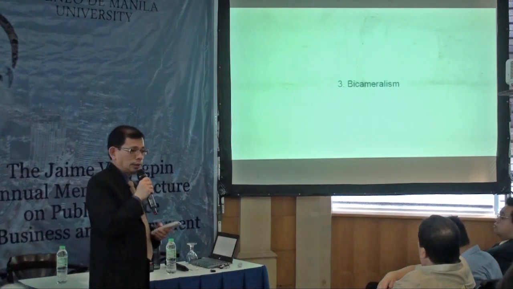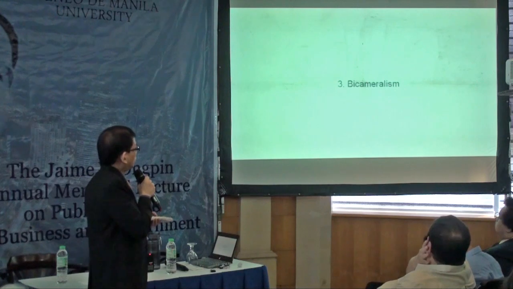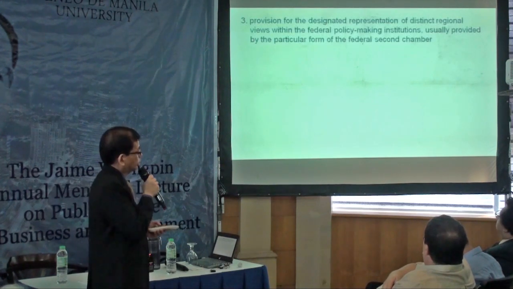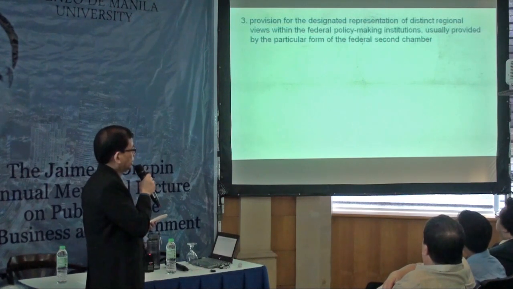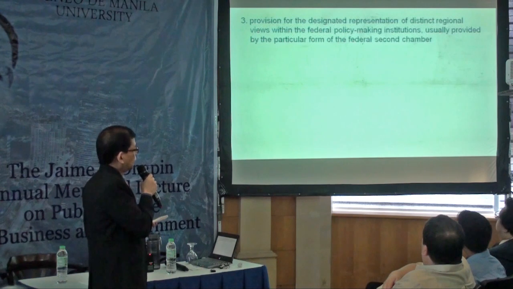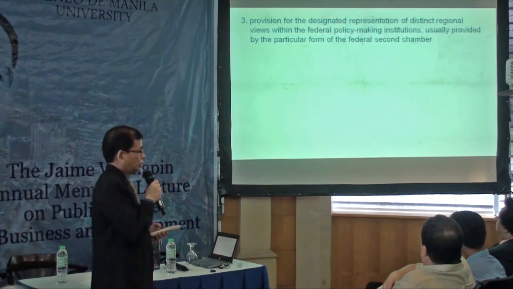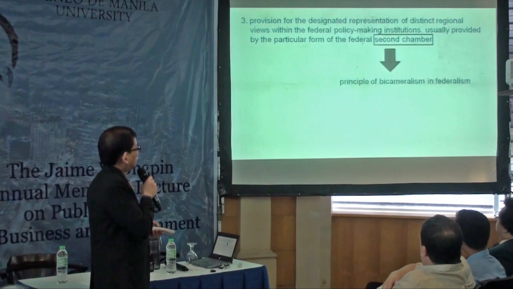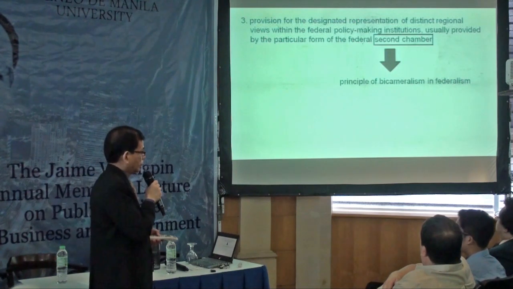Let's go to the third institutional feature, bicameralism. The third feature for Watts would be the provision for the designated representation of distinct regional views within the federal policymaking institutions, usually provided by the particular form of the federal second chamber. The second chamber would be the principle of bicameralism in federalism.